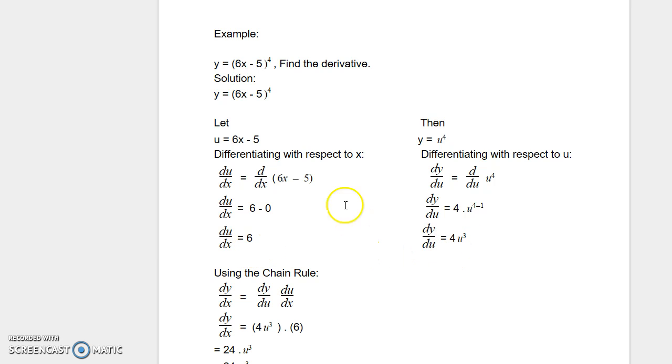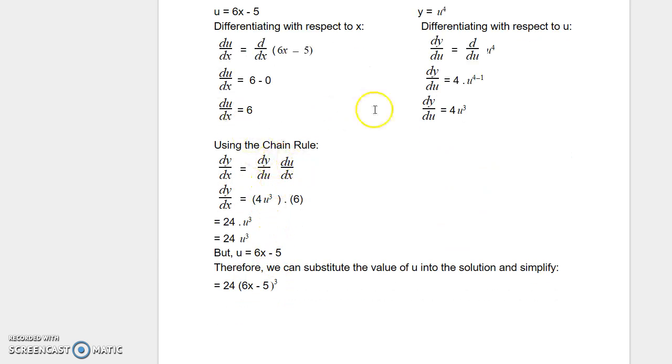Now we have differentiated these two functions successfully. We have the value of dy by du as 4u cubed, and we have the value of du by dx as equal to 6. Now we can use the chain rule, put these together, simplify, and arrive at the answer. So dy by du is 4u cubed, that's what I wrote here, and du by dx is equal to 6, and that is what we wrote here.